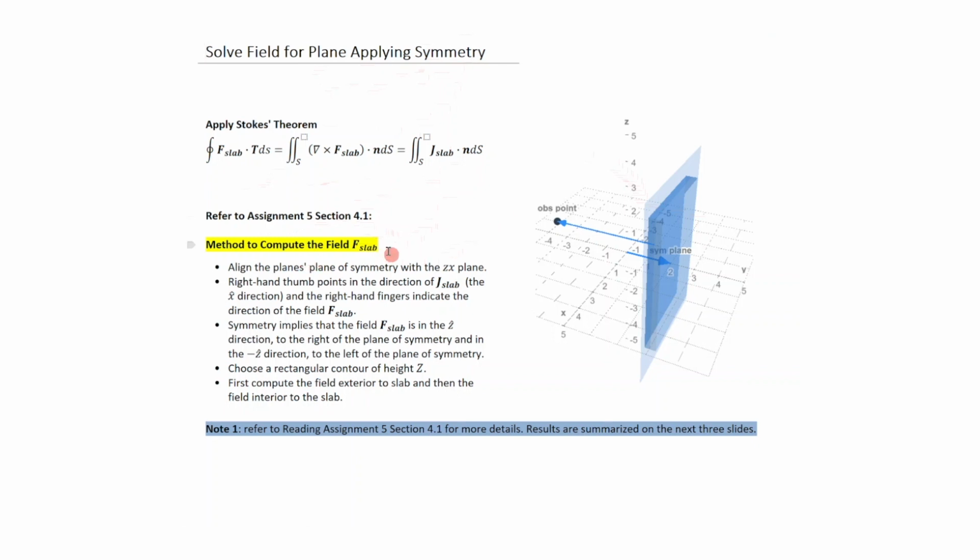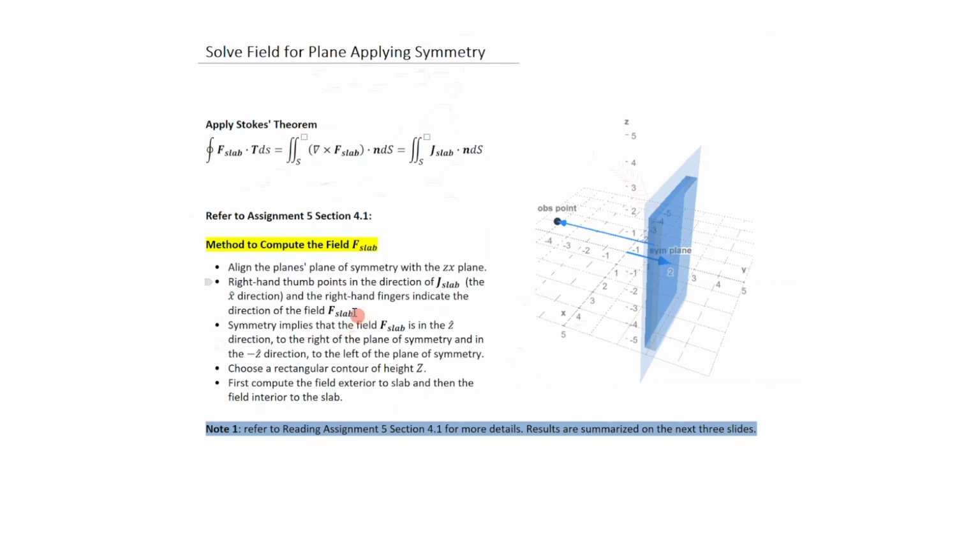So the method to compute the field F slab is first of all to align the plane of symmetry with the ZX axis. The right-hand thumb points in the direction of J slab. That's going to be the x hat direction because the current flux density is pointing in this direction, and the right-hand fingers indicate the direction of the field F slab.